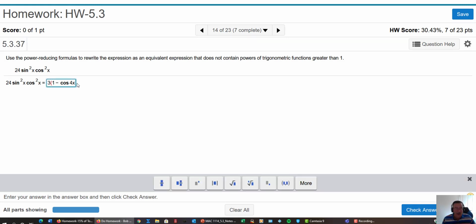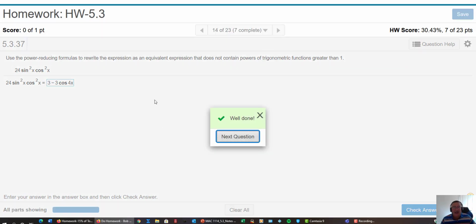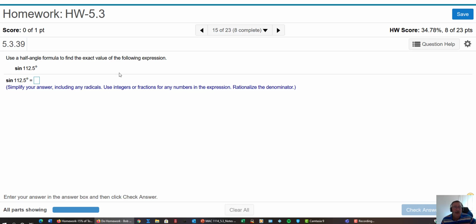So let me go back here. I hope I didn't make any mistakes on that before. So 3 minus 3 cosine 4x. Okay, so apparently it does want you to distribute in the end, but let's say that you did that on a test and you just forgot that last step. See, I would have gone back and given you lots more credit and stuff.